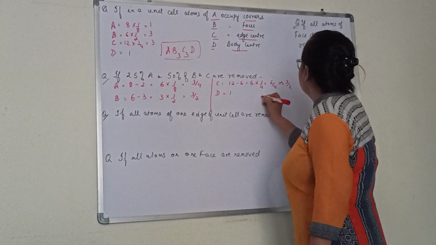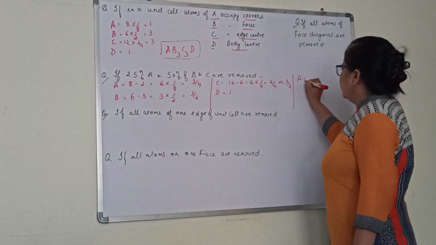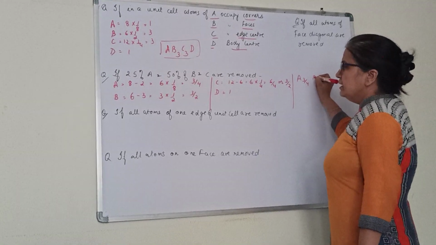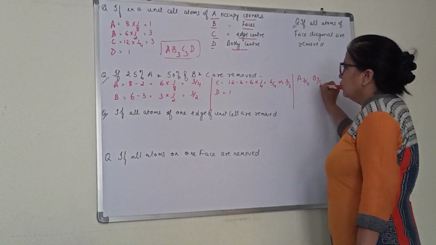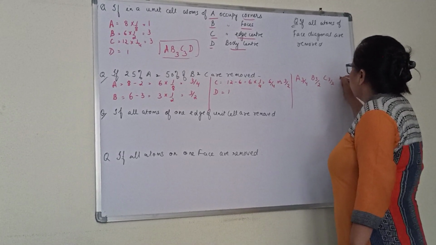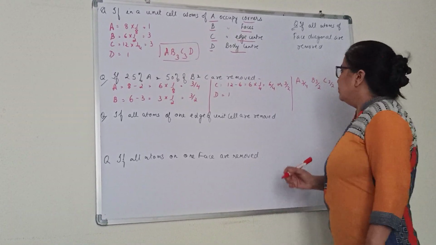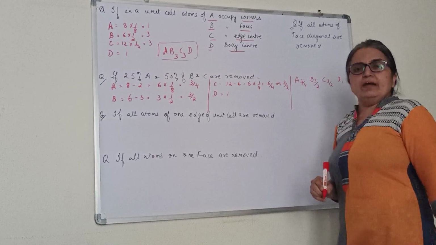I will copy this down. I am writing this side. You are having A 3 by 4. For B, you are having 3 by 2. And for C, you are having 3 by 2. And D, you are having 1. You have to change it into whole number. So I will multiply the whole thing by 4.